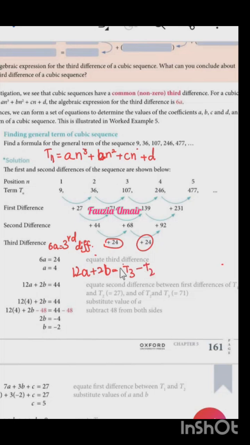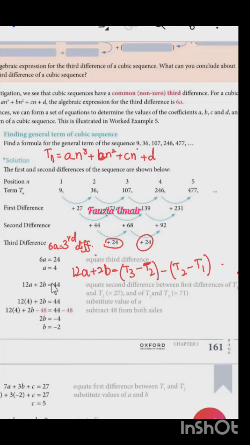Because this is cubic, the difference between term 3 and term 2, and term 2 and term 1, right? Earlier we said just t2 minus t1, but in the cubic sequence, to find b the equation is 12a plus 2b is equal to t3 minus 2t2 plus t1, like the third term minus the second term, minus the difference between t2 and t1. We need to subtract these values.